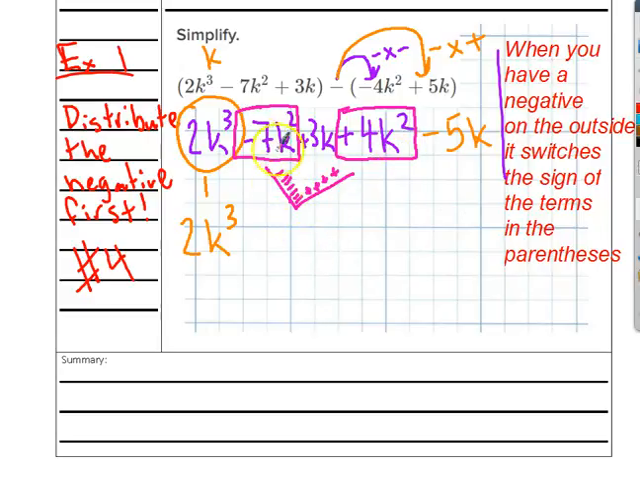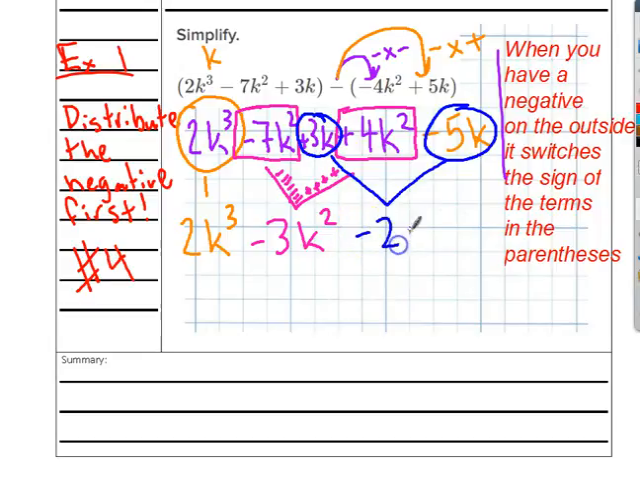When I combine those, there's 3 more negatives in the k squared. So negative 7 plus 4 is negative 3. And then I've got one more term. The positive 3k here combines with the negative 5k here. 3 minus 5 is negative 2. And then that's it. Alright, so that was example 1.